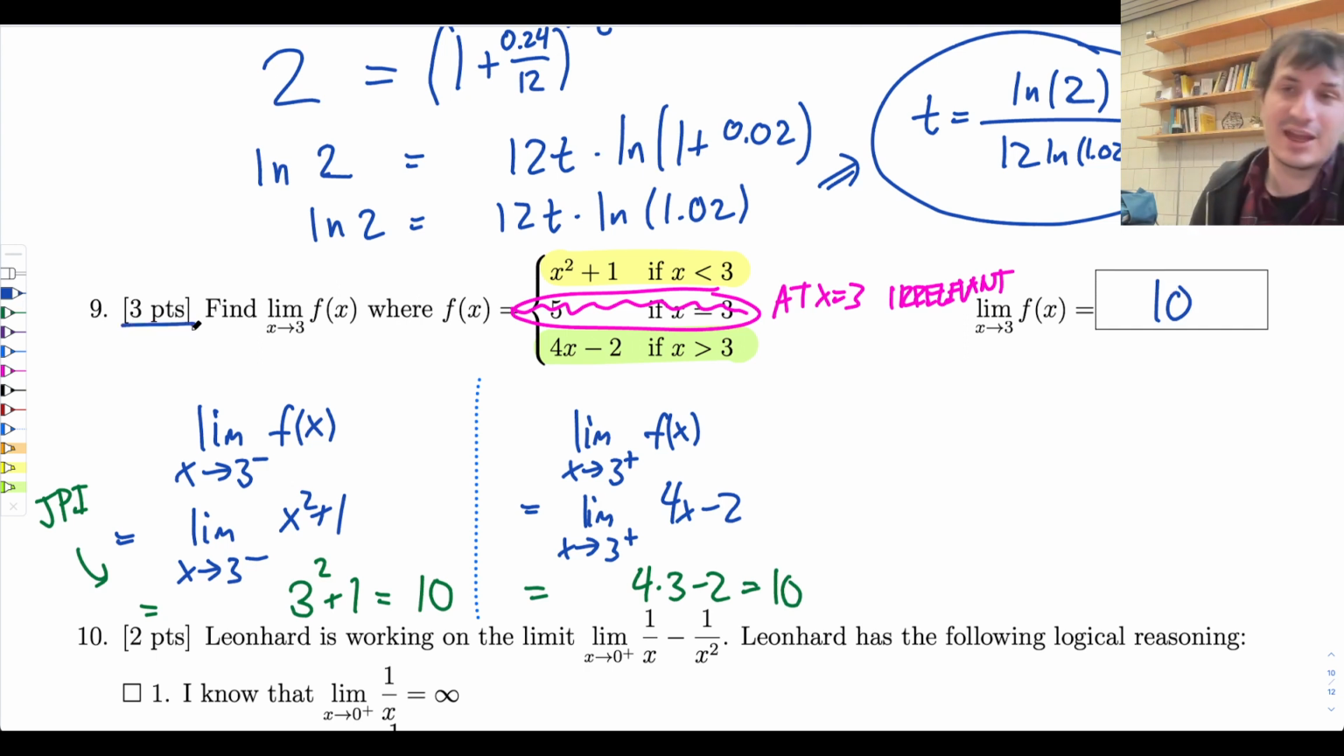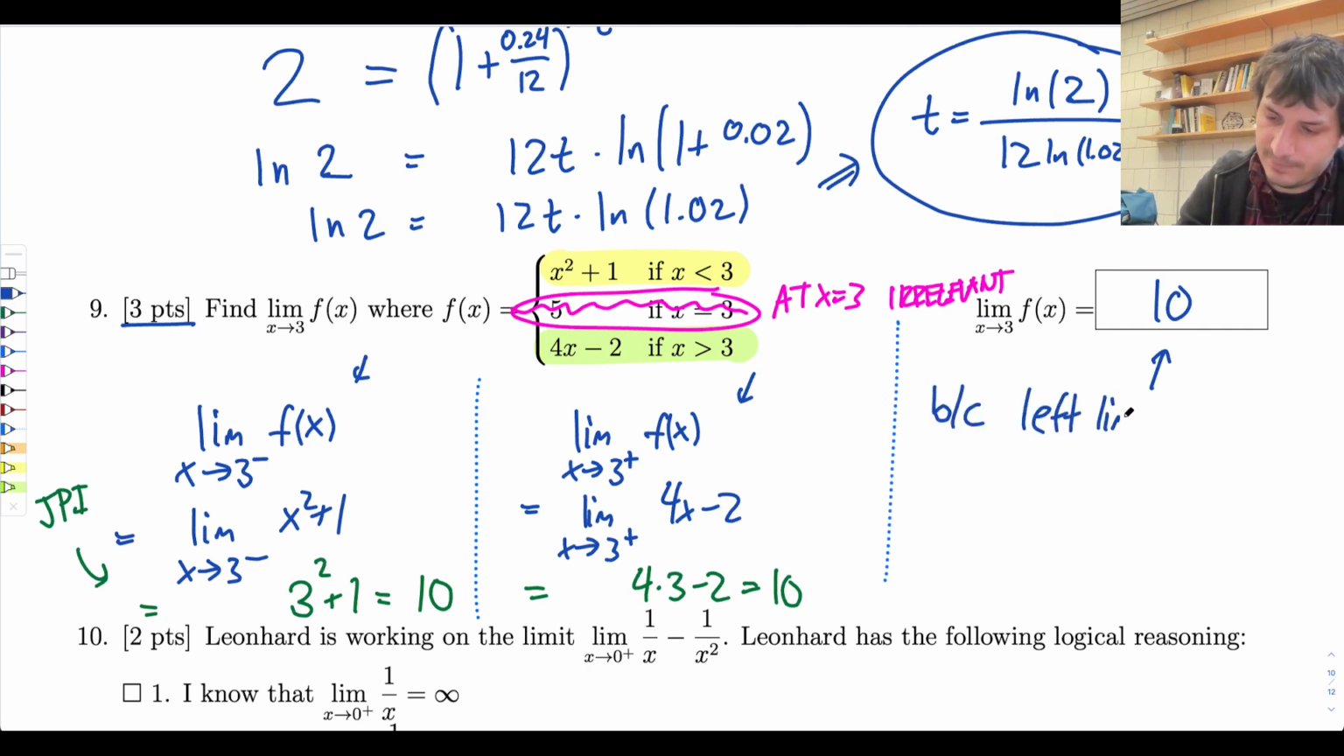This one was worth the most out of everything on the exam. I think the way it was split up was 1 mark for the left limit, 1 mark for the right limit, and 1 mark for putting it all together over here. So maybe you could say, because left limit equals right limit, therefore limit as x goes to 3 of f of x equals 10.